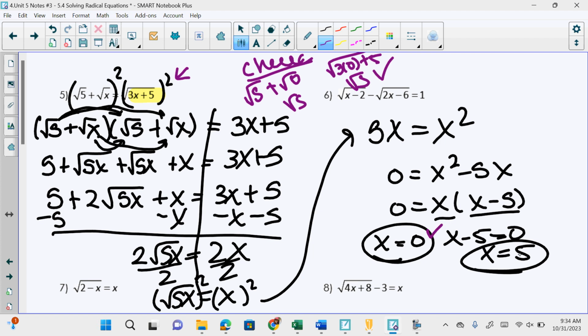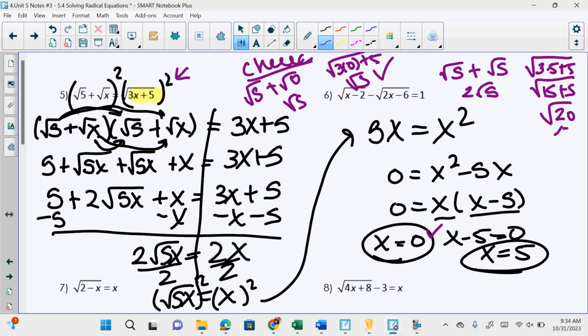And now checking 5, on the left-hand side, I have the square root of 5 plus the square root of 5, which is 2 square root 5. On the right-hand side, I have the square root of 3 times 5 plus 5, which is the square root of 15 plus 5, which is the square root of 20, which is 2 root 5. So both of these are solutions.